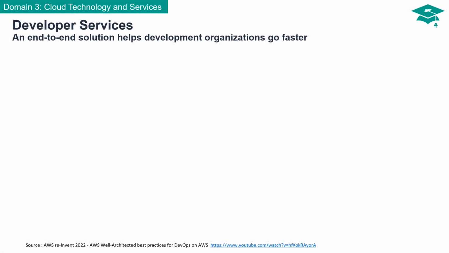AWS Developer Services provides an end-to-end solution designed to empower development organizations to move faster and more efficiently. Let's explore the key tools and services that contribute to this seamless development experience. AWS CodePipeline, a fully managed continuous delivery service that orchestrates your release process. It allows you to model, visualize, and automate the steps required to release your software.